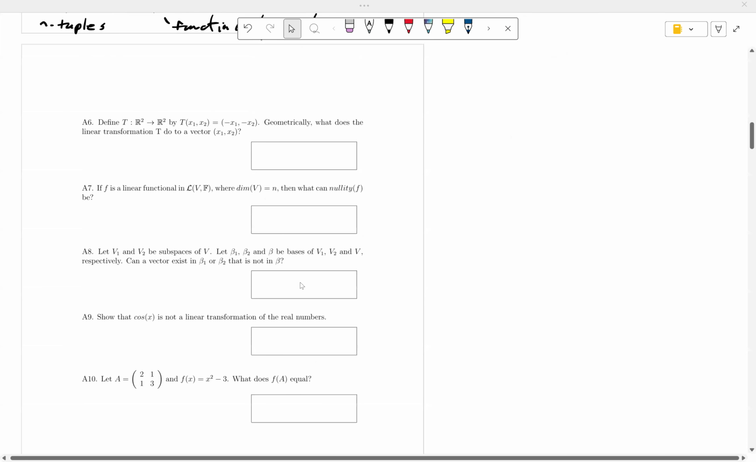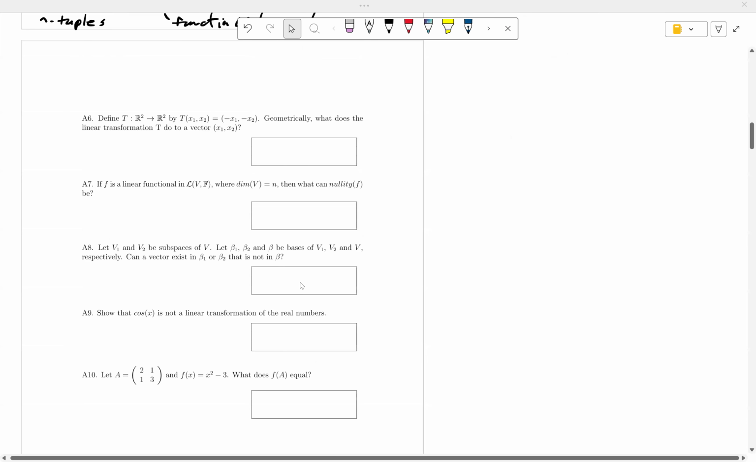Now we move on to A6. In A6, we're given this representation and we want to look at what it does geometrically. So what I like to do is draw and see what happens to a few points.